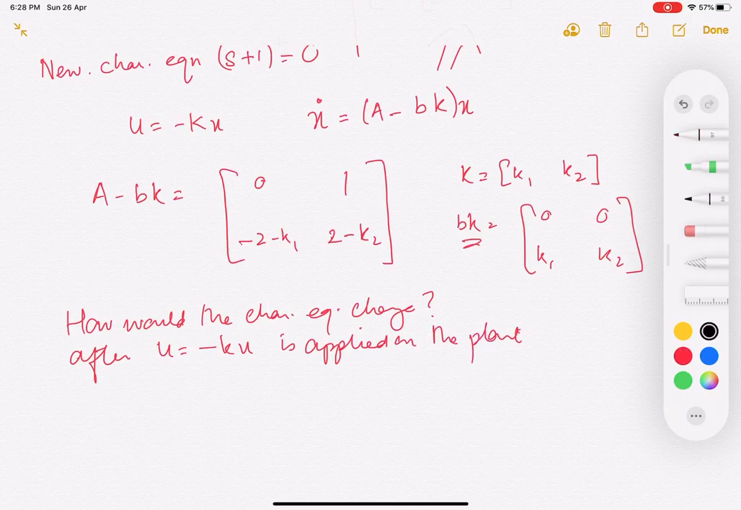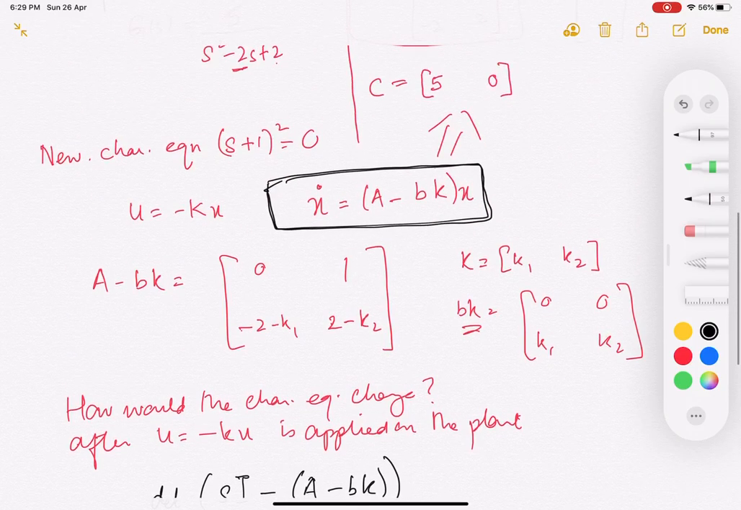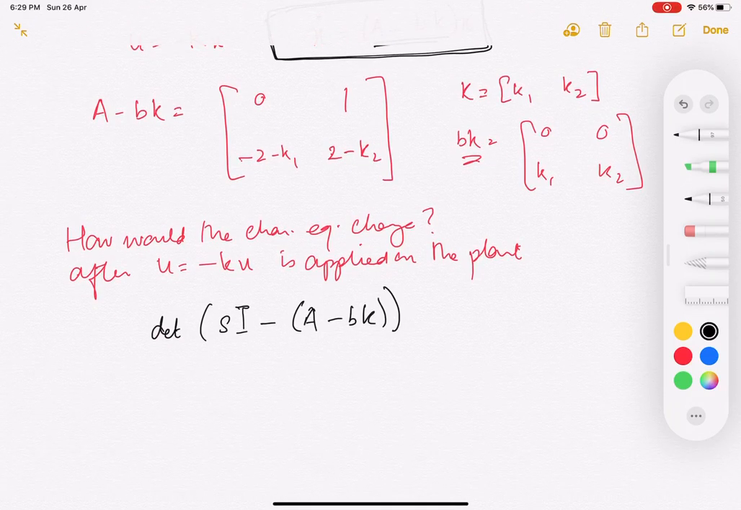So we already know that the characteristic equation for this plant, x dot equals (A minus BK) x, is given by the determinant of sI minus A plus BK. The characteristic equation is the denominator of the transfer function, which contains the determinant of sI minus A. In this case, A is replaced by A minus BK, so the characteristic equation is the determinant of sI minus (A minus BK). So what you have to do is find the determinant of this matrix.